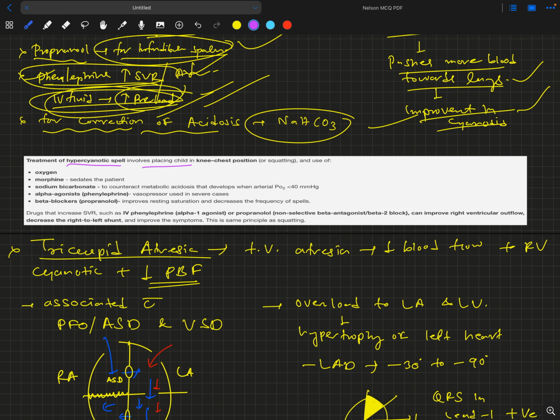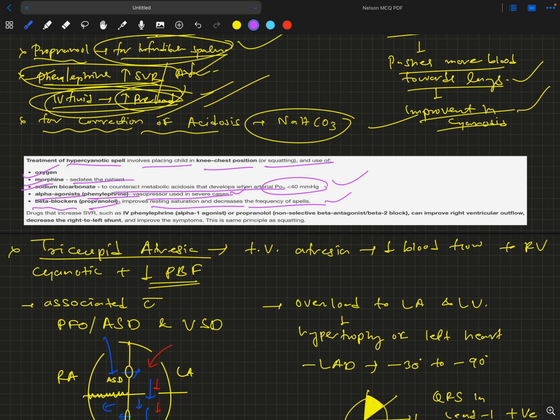So treatment of hypercyanotic spell involves the knee-chest position or squatting, use of oxygen, morphine to sedate the patient, and sodium bicarbonate to counteract the metabolic acidosis that develops when arterial PO2 is less than 40 mm of Hg. Alpha agonists like phenylephrine, a vasopressor, are used in some cases. Beta blockers like propranolol improve the resting saturation and decrease the frequency of spells.